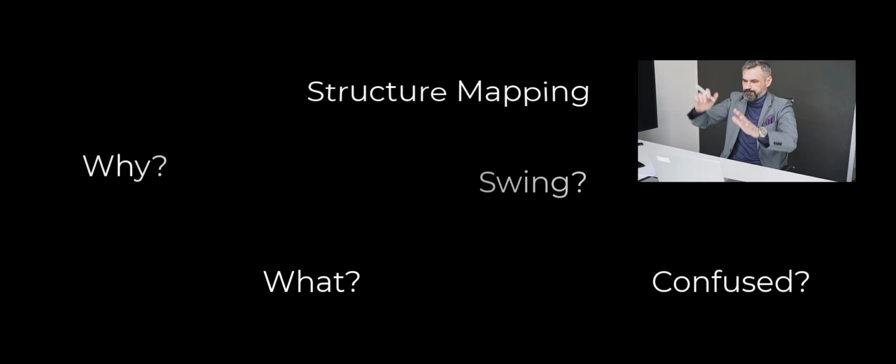So, structure mapping, what is it? Why do we use it? What's the point? How do I know what counts as a swing high or a swing low? This is all confusing and I'm annoyed. If this is you, then you've come to the right video.